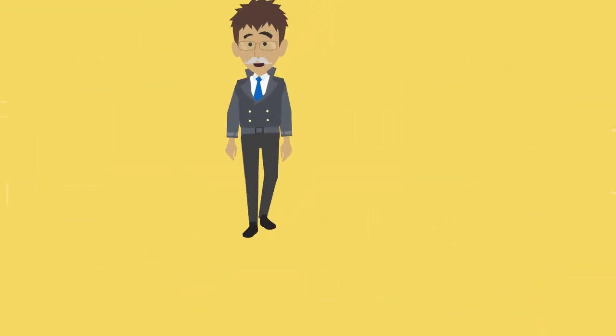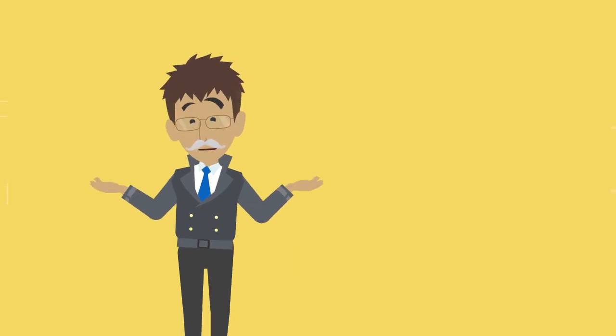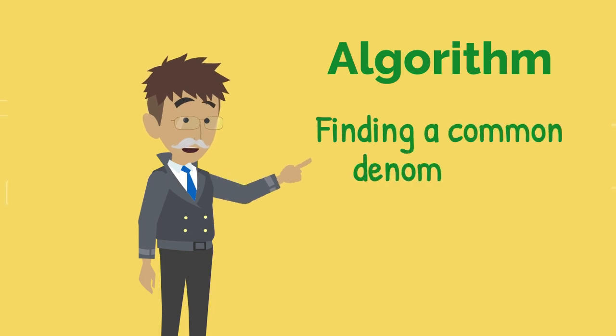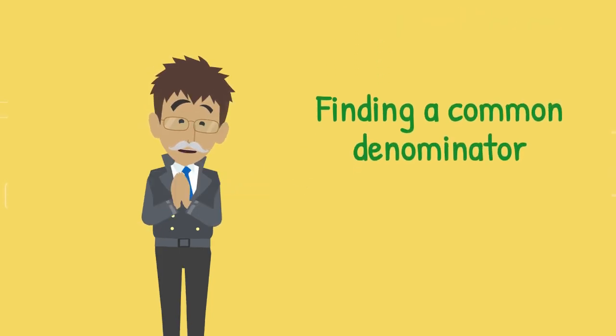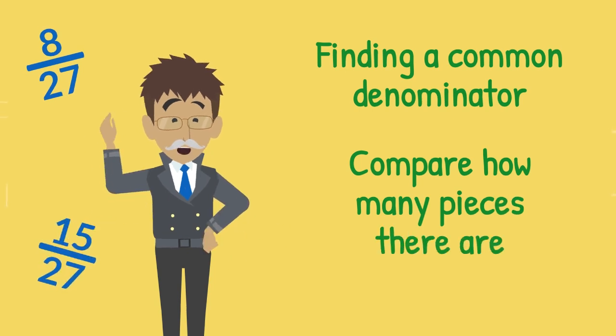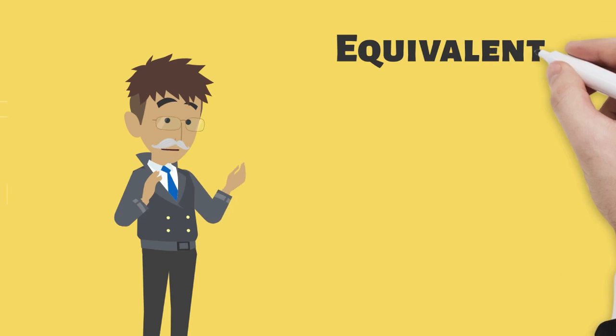Want a surefire way to compare fractions? Once you are comfortable with using models and relationships, you can use an algorithmic strategy, changing both fractions to have the same denominator. When 2 fractions share a denominator, you're simply comparing how many pieces there are. Bigger numerator, bigger value. To do this, we use equivalent fractions.